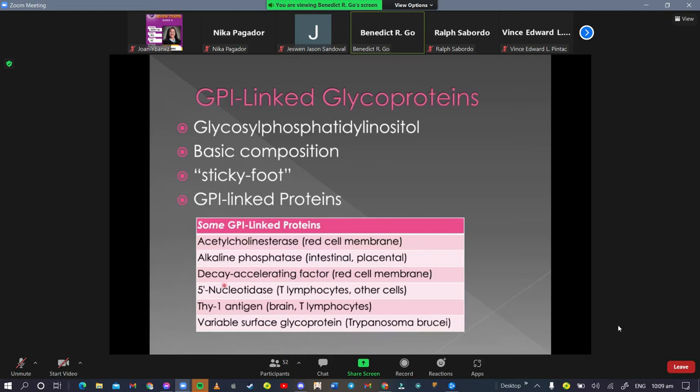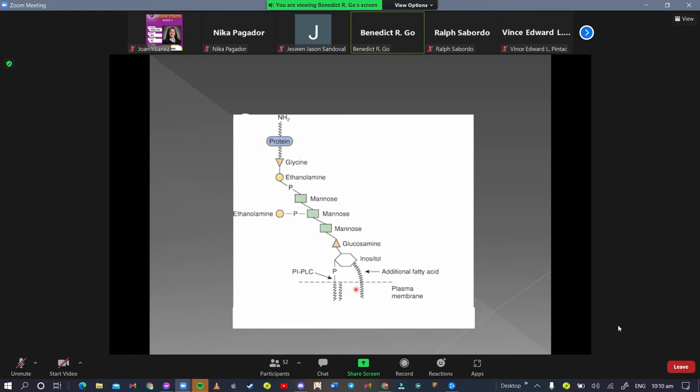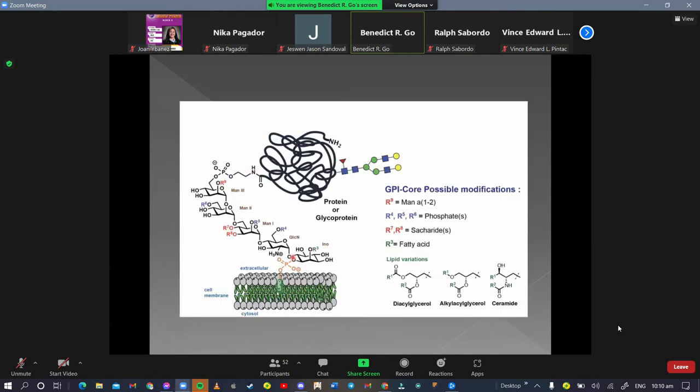And later on this will be highlighted, your DAF or your decay accelerating factor found in your red blood cells. So this figure will crop up again. I already explained that earlier. This is just the same figure for phosphatidylinositol linked to your cell membrane, your oligosaccharide linked to the protein.